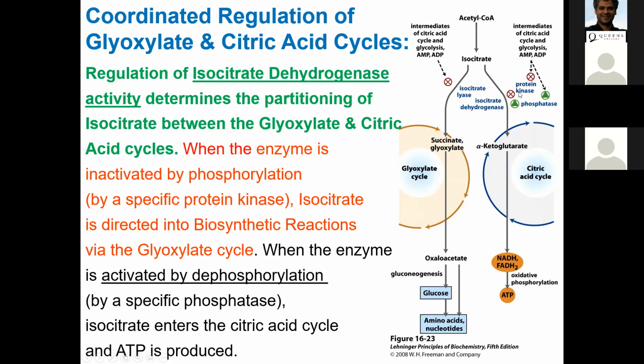Okay, so once you need the ATP, then that protein kinase will be inhibited. Why? Because the energy status of the cells will be low. You will have AMP and ADP, those low energy molecules, and that will regulate the activity of the protein kinase in such a way that isocitrate dehydrogenase is not phosphorylated by that protein kinase. And so when isocitrate dehydrogenase is not phosphorylated, it will be active, and therefore it will move the isocitrate through the citric acid cycle to make ATP.